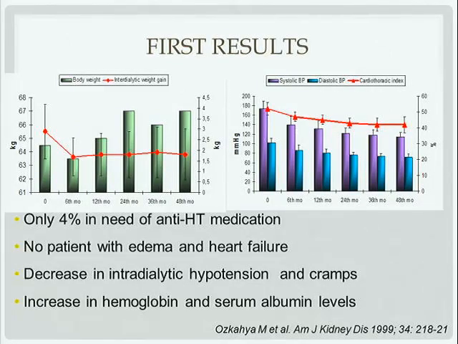No patient with edema and heart failure, decrease in intradialytic hypertension and cramps. Why? Because there's less weight to remove, and increases in hemoglobin and serum albumin levels, and a very low rate of mortality. But again, the Turks falling into the group that has a low mortality anyway, one can't really interpret that possibly, but if I tell you, compared to our approximately 20% in this country, their average mortality age matched is about 12%, you see that there's really a very big difference.